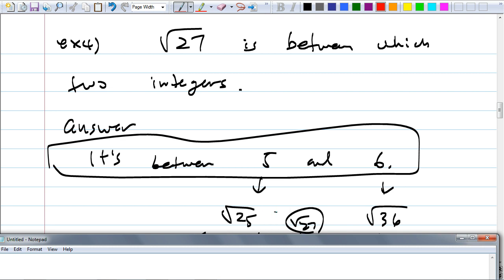Does that make sense? So when they ask you something like this, all you have to do is look at the perfect squares of the square root and so forth. Because 5 is really the square root of 25, right? 6 is really the square root of 36. All right, so that's the idea. So when they ask you something like this for your homework tonight, you know how to do it.